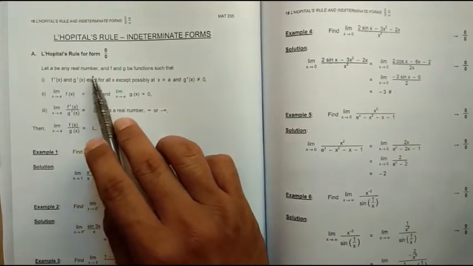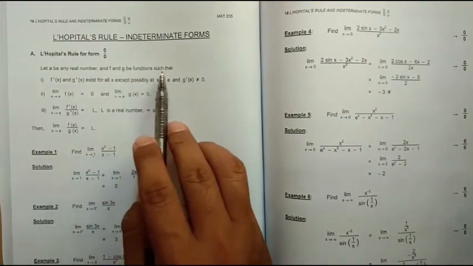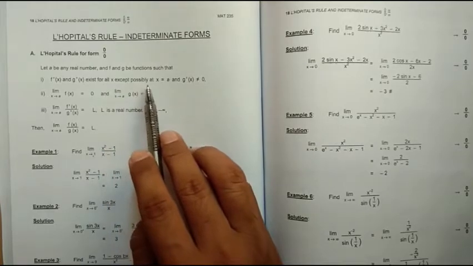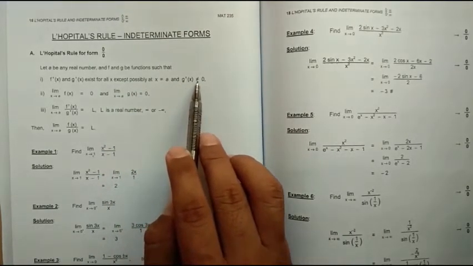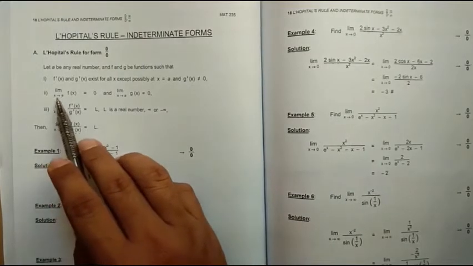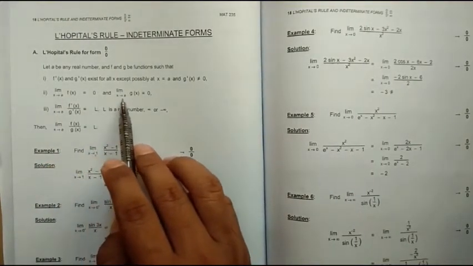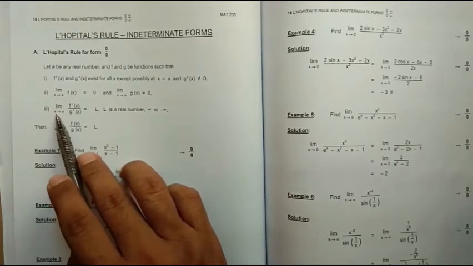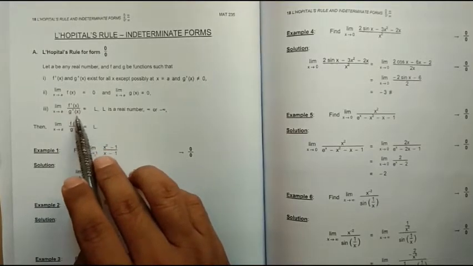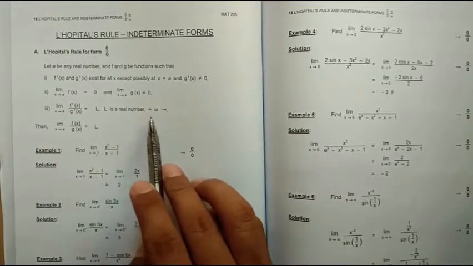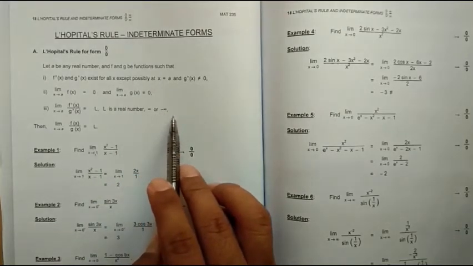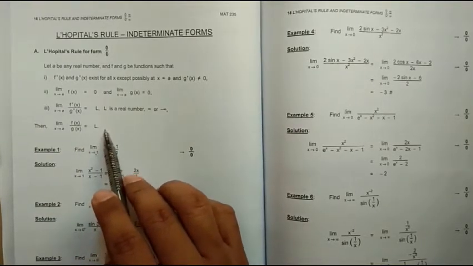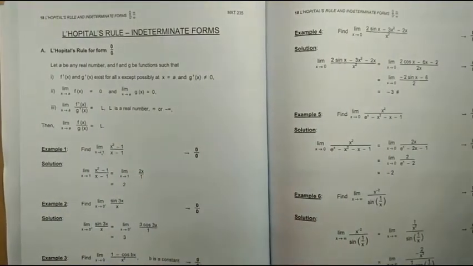Let a be any real number and f and g be functions such that f prime x and g prime x exist for all x except possibly at x equals a, and g prime x is not equal to 0. Second, limit x approaches a, f(x) equals 0 and limit x approaches a, g(x) equals 0. Next, limit x approaches a, f prime x over g prime x equals L, where L is a real number, infinity or negative infinity. Then limit x approaches a, f(x) over g(x) equals L. So this is the definition of L'Hopital's rule.